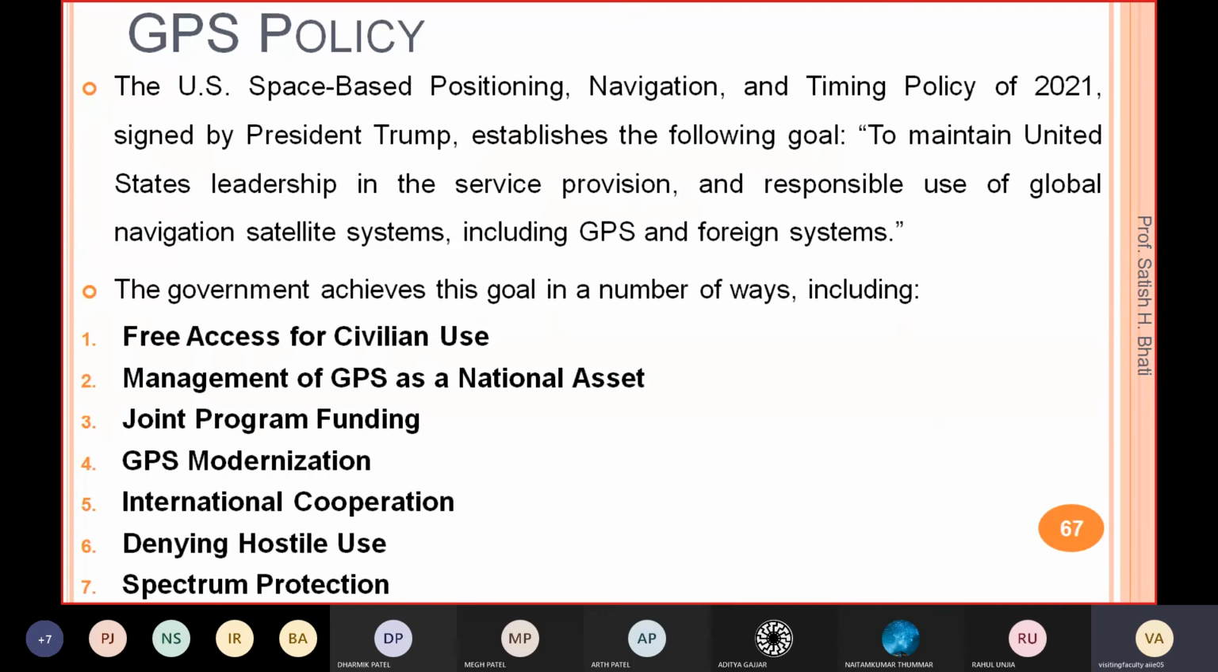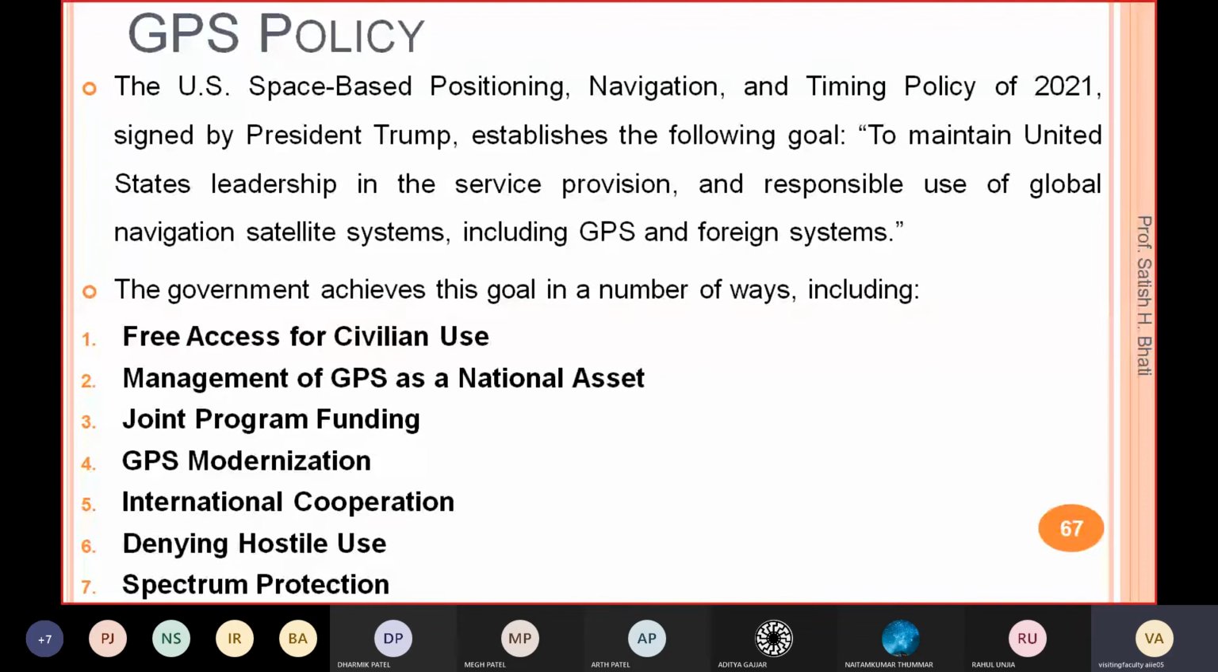So the US Space-Based Positioning, Navigation, and Timing Policy of 2021 was signed by US President Trump, and it established the goal to maintain US leadership in the service provision and responsible use of global navigation satellite systems, including GPS and foreign systems. So that was the goal. The government achieves this goal in a number of ways.